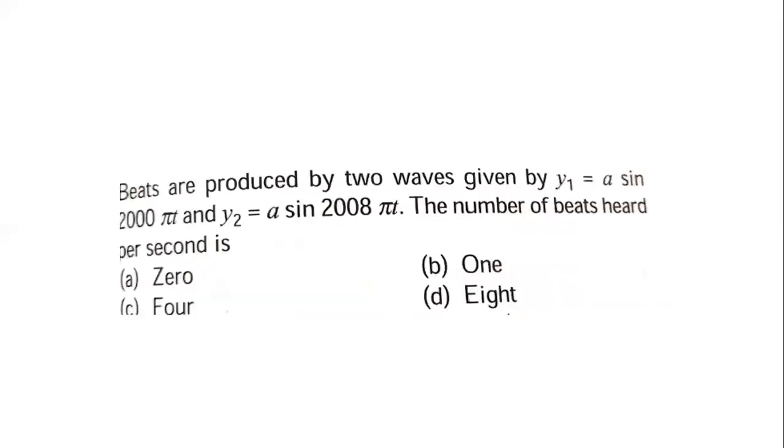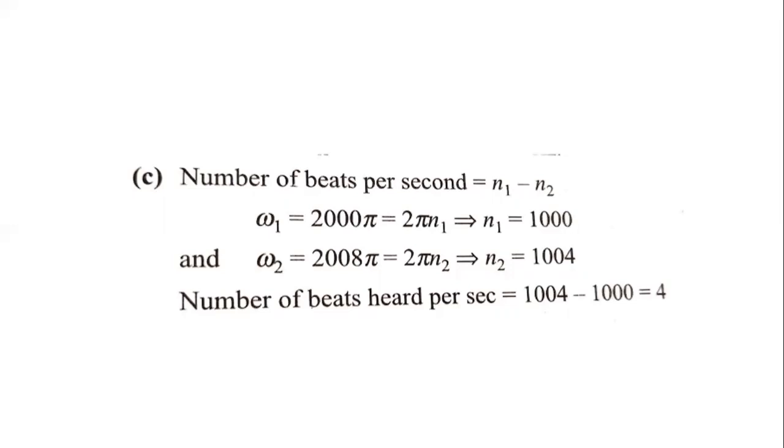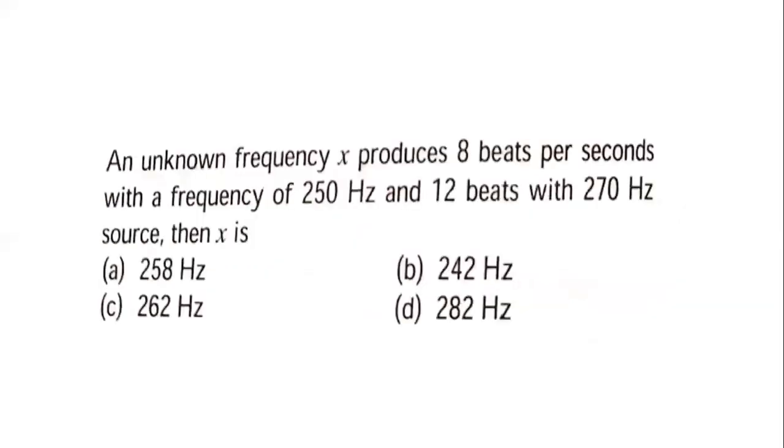Similarly, see the second equation: it is a sin 2008 pi t. Once again, if you compare, omega 2 will be 2008 pi, which is 2 pi n2. Simplifying this, what you get is 1004 hertz. It means wave 1 has a frequency of 1000 hertz and wave 2 has a frequency of 1004 hertz. Therefore, for the number of beats heard per second, use the basic formula n2 minus n1. So 1004 minus 1000 is equal to 4. Therefore, the answer is 4.